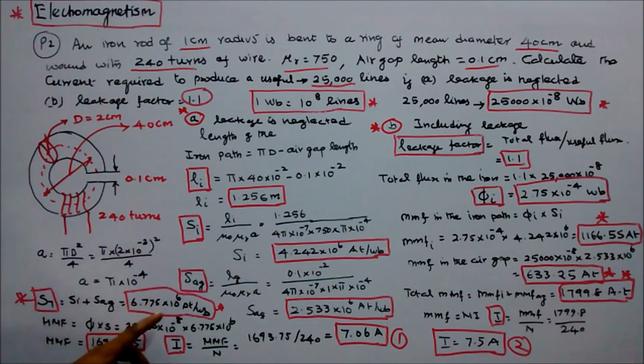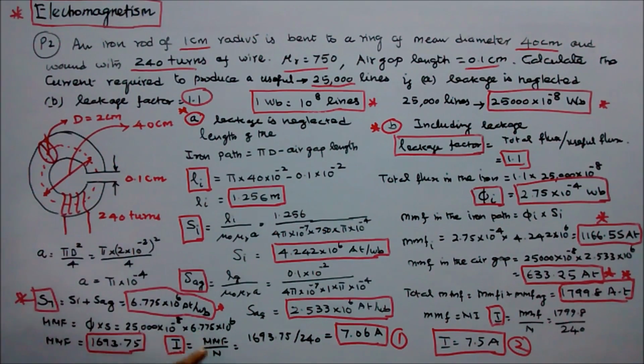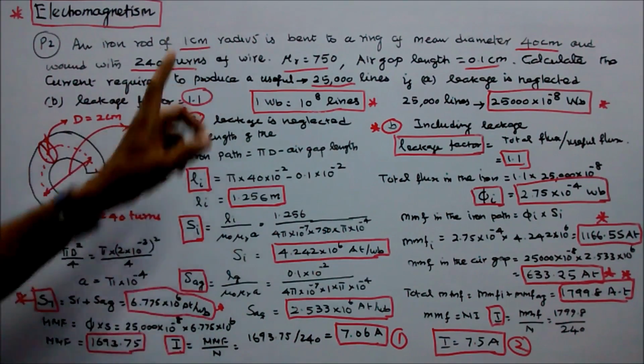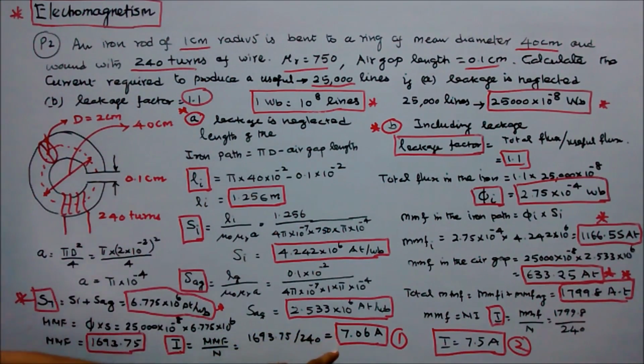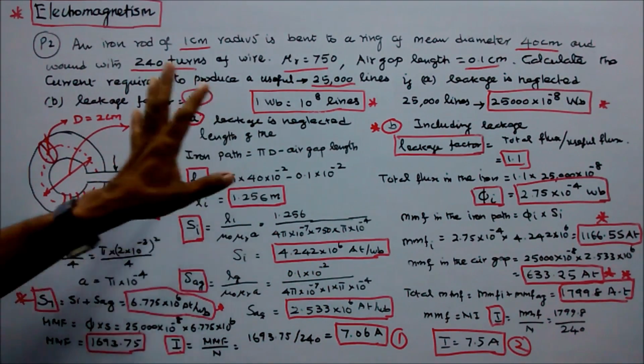Reluctance is 6.775 into 10 power 6. MMF is equal to 1693.75. I can find I. I is equal to MMF by N. N is given 240. I is equal to 7.06 amps, in case leakage is neglected.